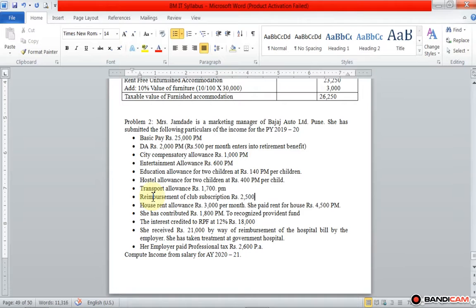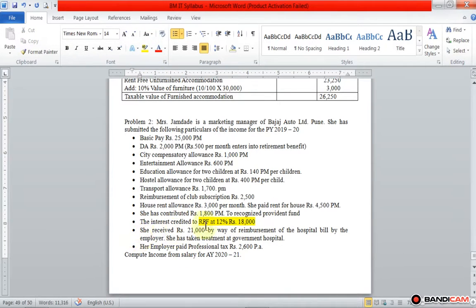She has contributed rupees 1800 per month to recognized provident fund. It means it is an employee contribution, not employer contribution. We take into consideration only the employer's contribution. Employee contribution should not be considered in gross salary. Okay, then interest credited to RPF at 12% amounted to rupees 18,000. So it is also very important.